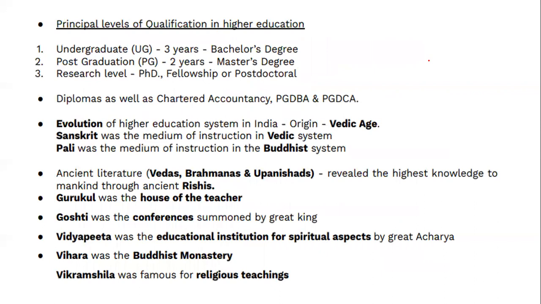Then we have levels of qualification. So yes, this is something where you have to be very specific. So let's quickly have a look at this. Undergraduate, which is 3 years, bachelor's degree; postgraduate, that is master's degree; and research, that is PhD. So we have diplomas as well as chartered accountancy, which is a part of your principal levels of qualification in higher education. But how has this evolved? So let's quickly have a look at the evolution also.